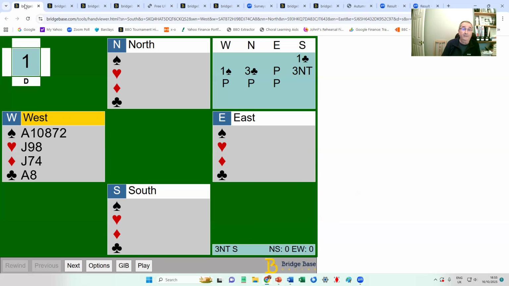And in fact, that's the subject of the next poll. What do you think you should lead from the West hand? Have a little think about it. And I'd like you to think about the card and the suit that you think you might lead here. And there's an option for something else if you don't like any of those leads.